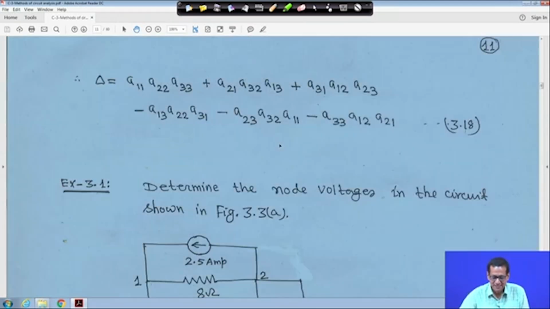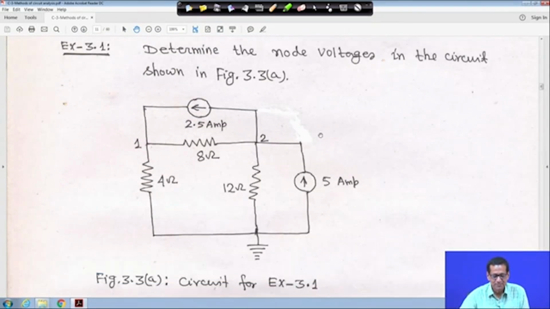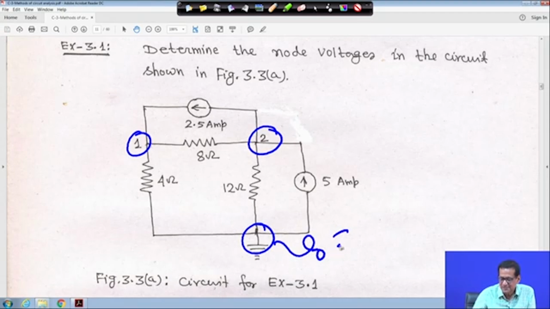Determine the node voltages in the circuit in figure 3.3a, because this is chapter 3, that is why I am marking chapter 3. Sometimes in the later stage I do not, but you have to find out the node voltages in the circuit. So this is your node 1, this is your node 2, and this is your reference node or datum node, and this voltage V0 is equal to 0. So this is your datum node.